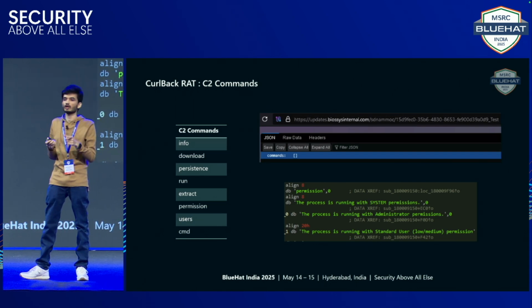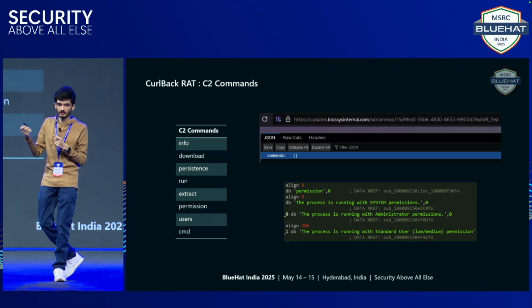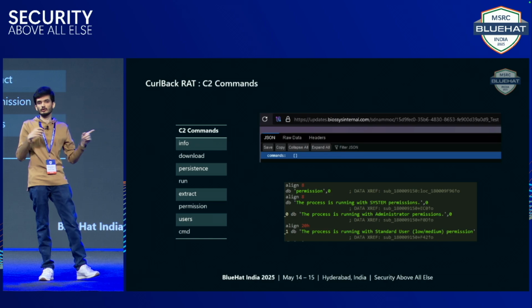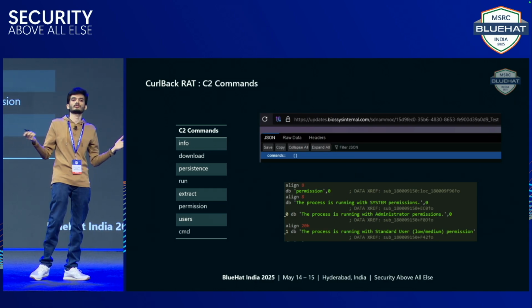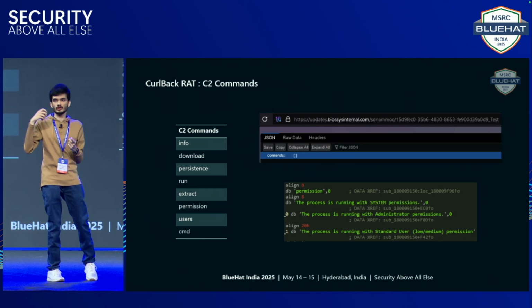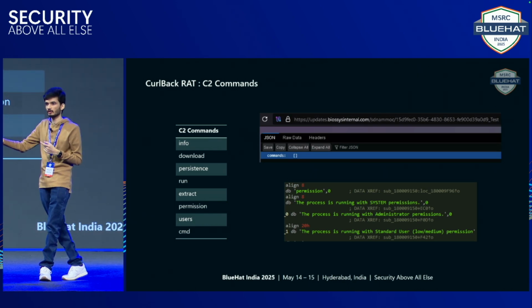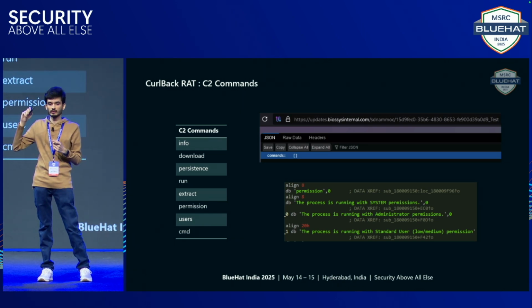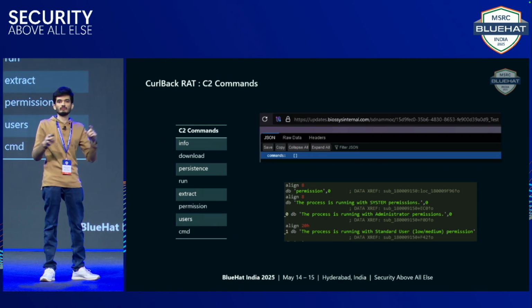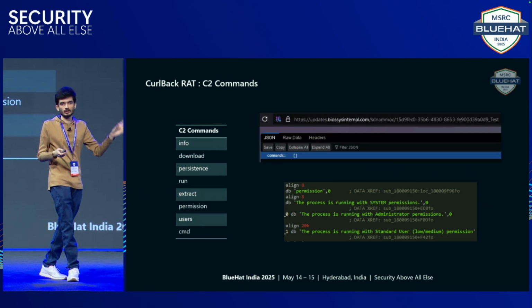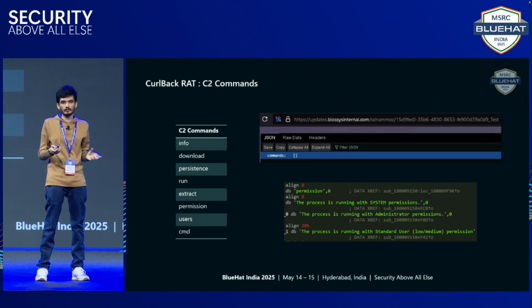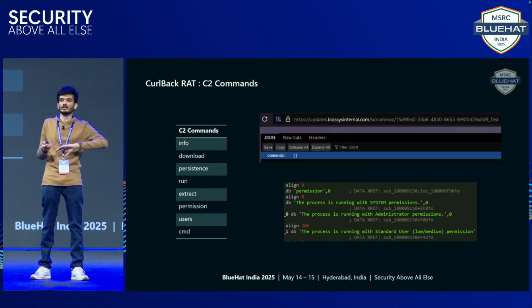These are the C2 commands that we extracted from the C2 and the malware payload, which are typical of various remote access trojans: downloading various payloads, setting up persistence, and determining the level of persistence, whether system-level privileges or normal user-level privileges. Finally, it uploads and zips archives and sensitive documents present on these systems, and then exfiltrates them to the attacker machine.